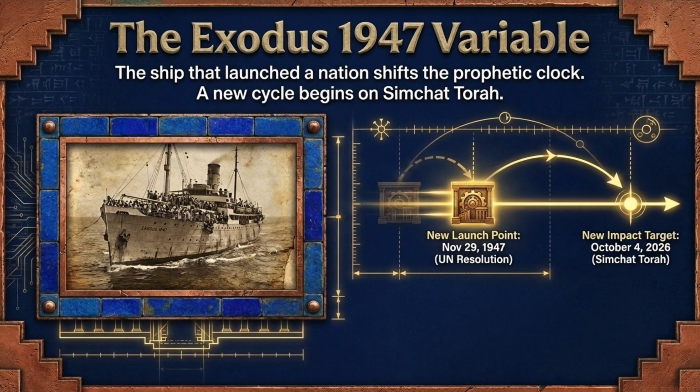What if the starting line for the generation isn't the rebirth of the nation in 1948, but the recapture of the Holy City in 1967? Right, target 2. If you change the starting block to 1967 and you add 70 or 80 years, suddenly the timeline stretches out to 2036 or 2037.